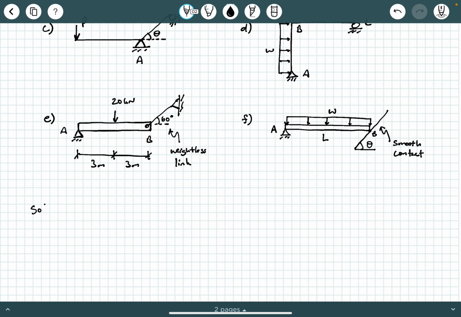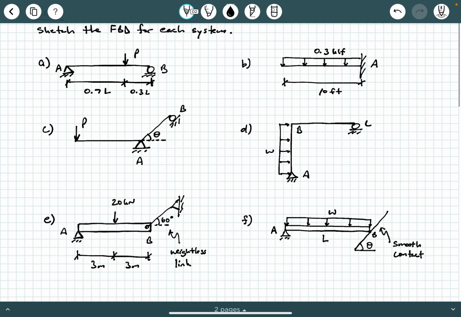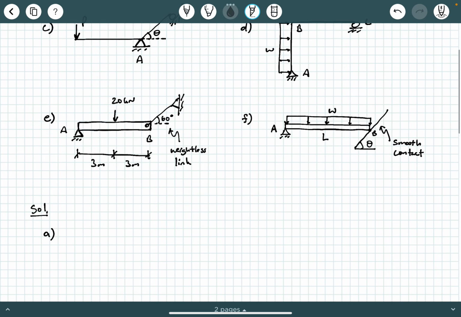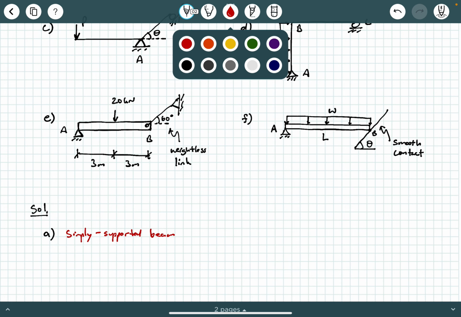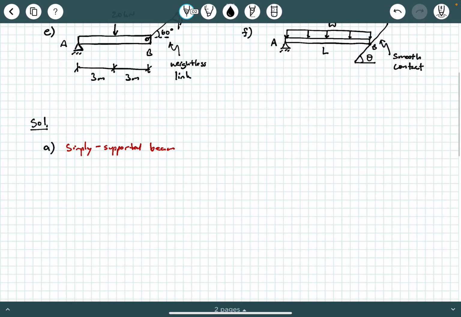We're going to start with saying solution, and we're going to start with A. So the beam in A is called a simply supported beam. It's called that because at each of its 2 ends, it is supported by a pin at one and a roller at the opposite end. So we're going to make a note here. We're going to say this is called a simply supported beam, and its free body diagram is going to be relatively simple.